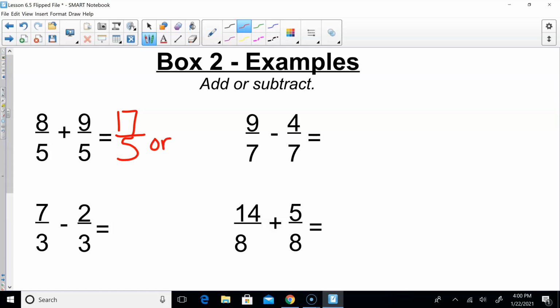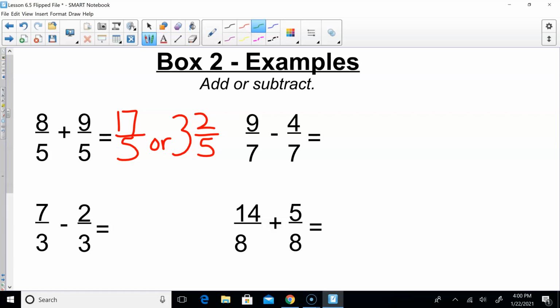This is the part where I like to see you practice converting from fractions greater than 1 to mixed numbers. If you remember, 17 divided by 5 would be 3 with a remainder of 2, so 3 2/5. I'd like you to write both. If the answer is a fraction greater than 1, write the answer both as a fraction greater than 1 and as a mixed number, as good practice.